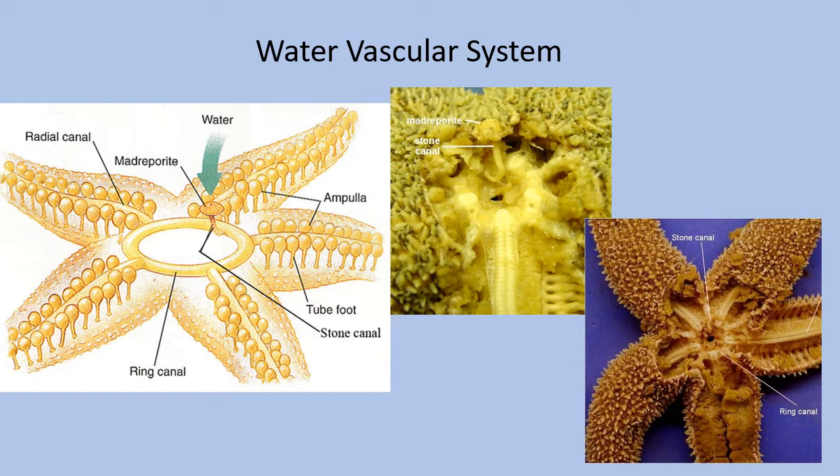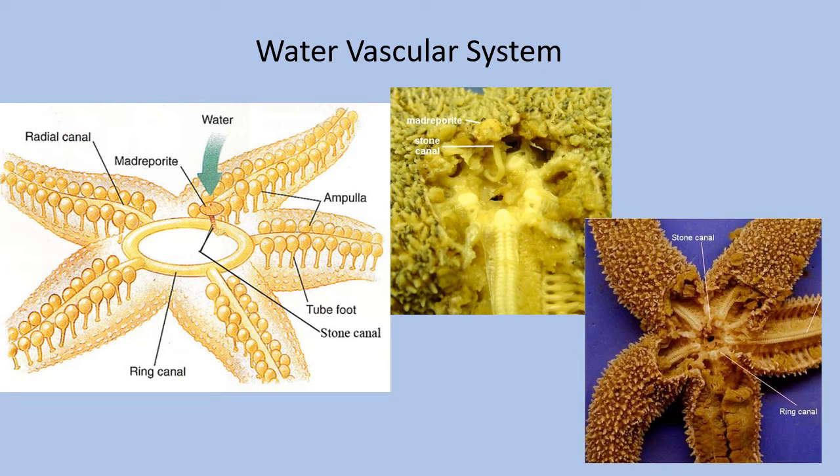So on the subject of the water vascular system, this is how a sea star would operate all of their tube feet, which are necessary for sensing their environment, for moving, as well as for feeding. So the water vascular system really is a series of fluid-filled canals and water pumps, and they use water pressure to power their tube feet.